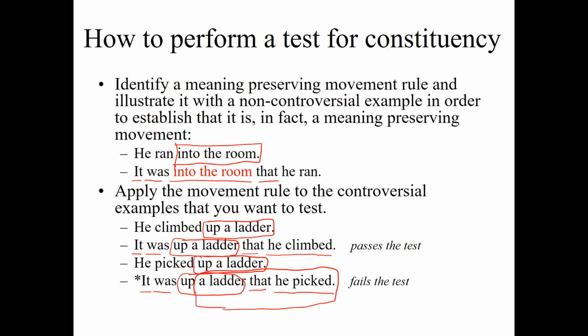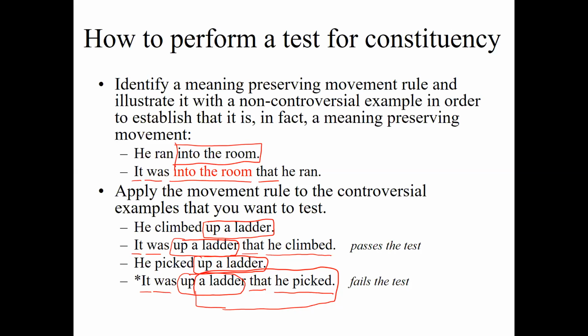Okay, so let's look at what we found. We found that when we apply the constituency test to up a ladder, and we say it was up a ladder that he climbed, that's grammatical, and it means the same thing as he climbed up a ladder. Now, we saw a couple lectures ago, it's an answer to a different question. It's an answer to the question, where did he climb? And then the answer is it was up a ladder that he climbed.